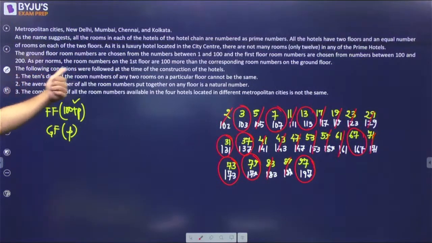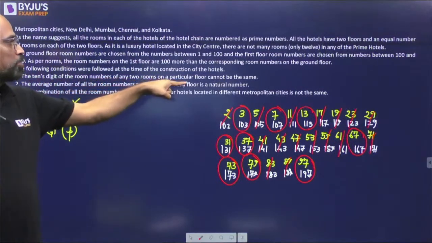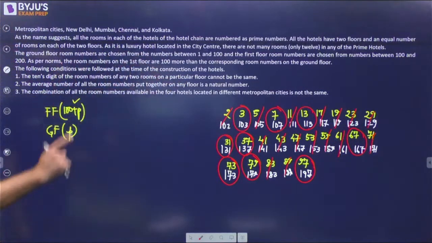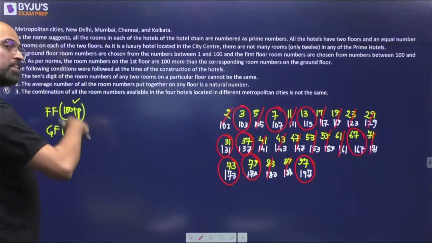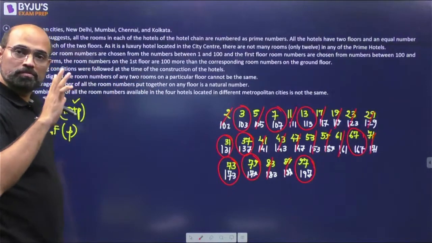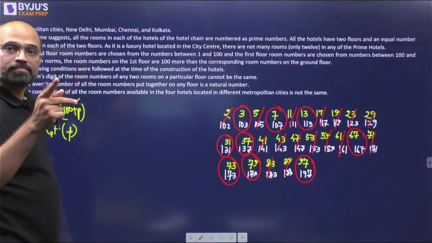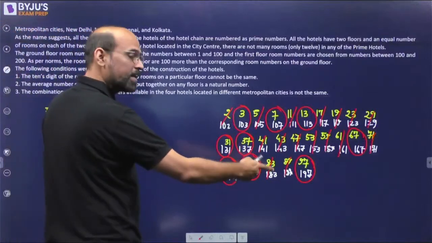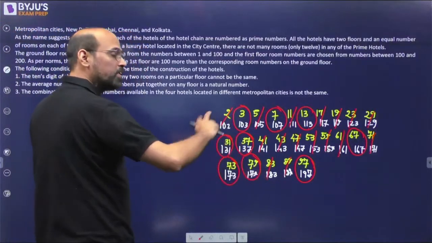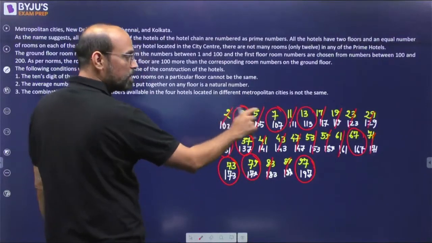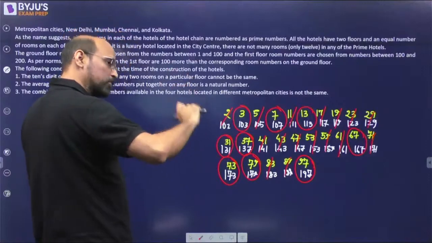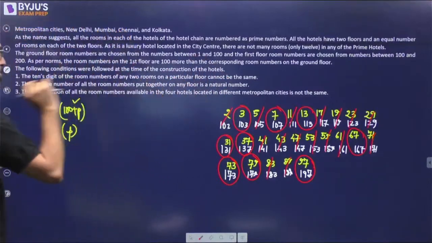Okay. The following conditions were followed at the time of the construction of the hotels. The 10th digit of the room numbers of any two rooms on a particular floor cannot be the same. Means, if I pick 31 for ground floor, I can't pick 37 again for ground floor. दोनों में से कोई एक ही लेगा. Similarly, if I pick 73, I cannot pick 79. Or if I don't pick 73, I'll have to pick 79. Similarly, for 3 and 7 also, the 10th digit being 0 for both of them, isn't it? So, ya to 3 ya 7 hoga. Okay, so we will remember that.